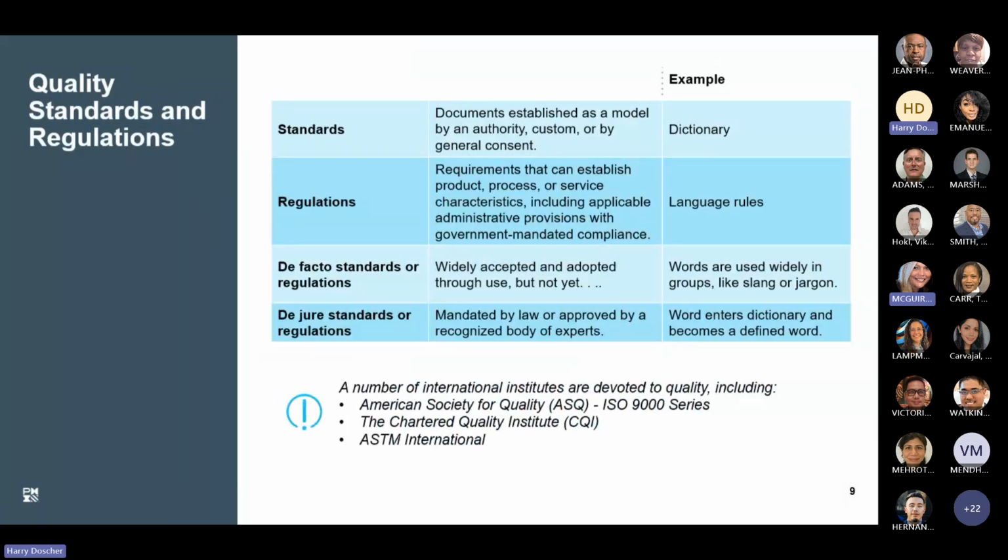This matrix here is differentiating between standards, regulations, de facto standards, and de jure standards. Standards, things like their example is the dictionary, language rules. For de facto standards, words that are used widely in groups like slang or jargon, which may or may not be incorporated into a dictionary. And the de jure standards, regulations, words. A word enters a dictionary and becomes a defined word.